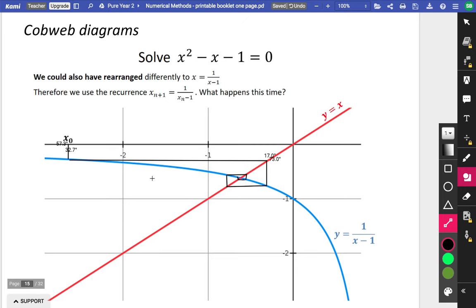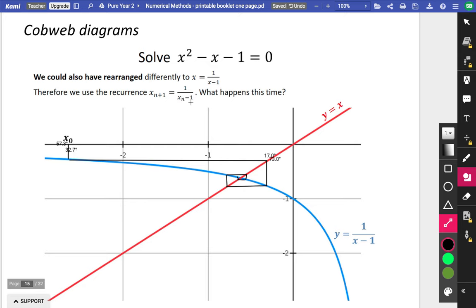And you can see what happens here. It's going to do this spiral that comes around like this, and we call this a cobweb spiral. It spirals inwards, and it looks like a cobweb, you know, those things that spiders make in the corners of rooms and things like that. So this one does also converge to a root because it's got that pattern.